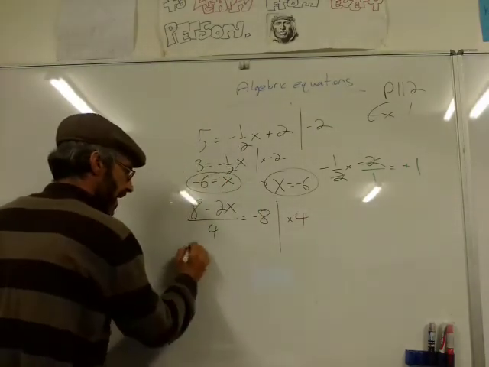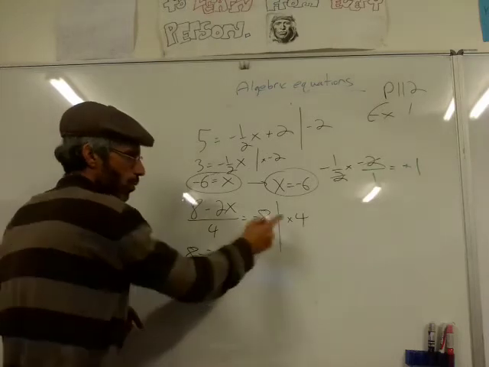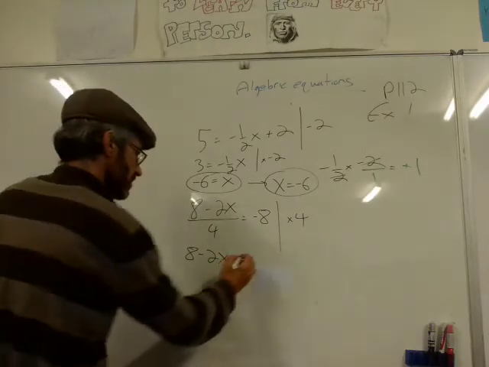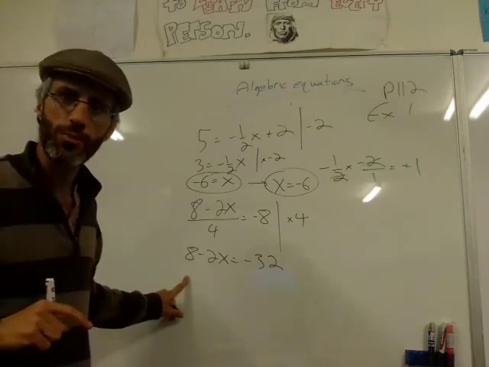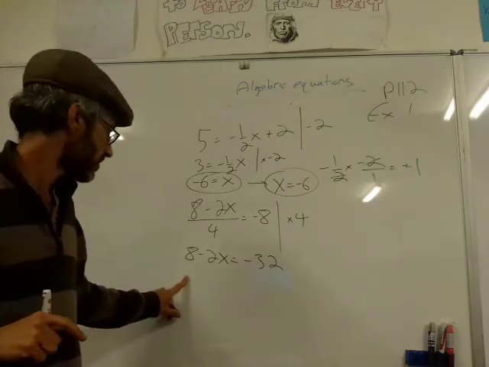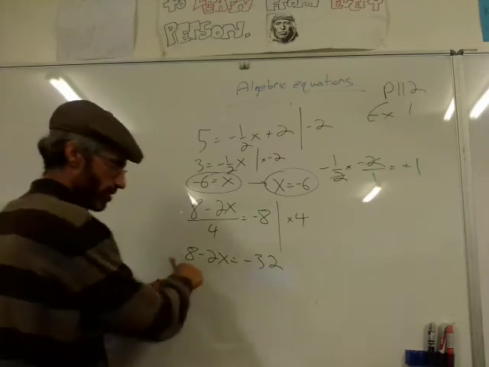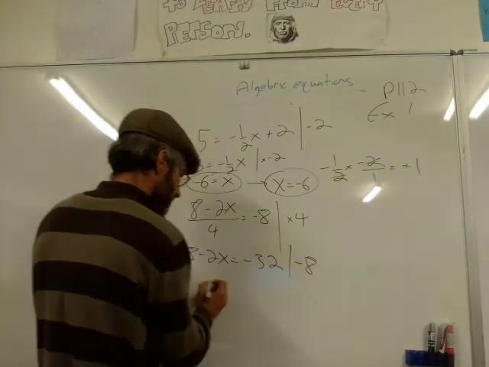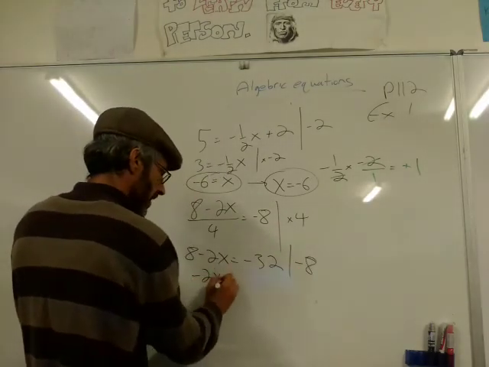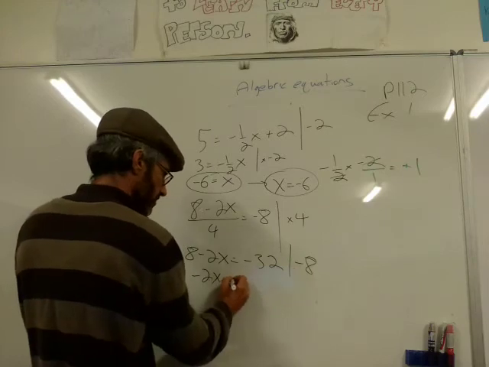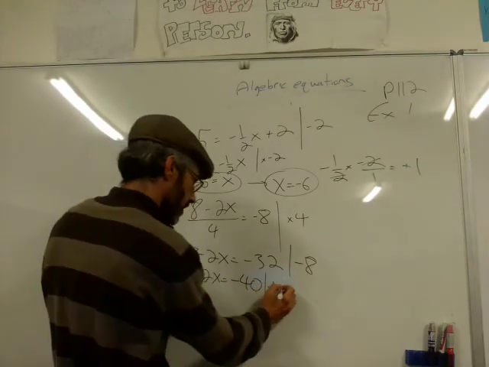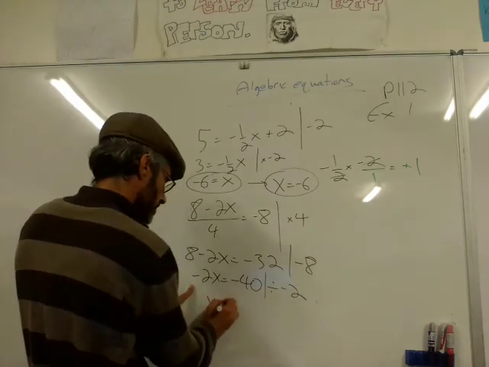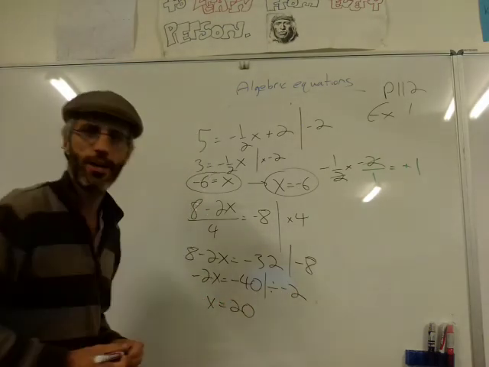And then I'm going to get 8 minus 2x equal, what is minus 8 times 4? Minus 32. And now we're back to where we started before, in the beginning of the lesson. So I'm going to get rid of the 8. I'll do minus 8. I'll have minus 2x, minus 32 minus 4 is minus 40. And now I divide by, correct, minus 2, x equal 20. And I've got the answer.